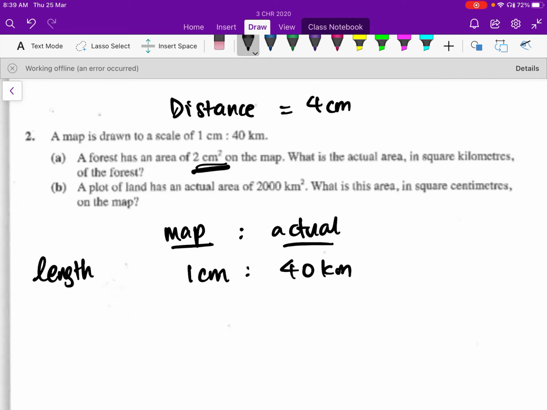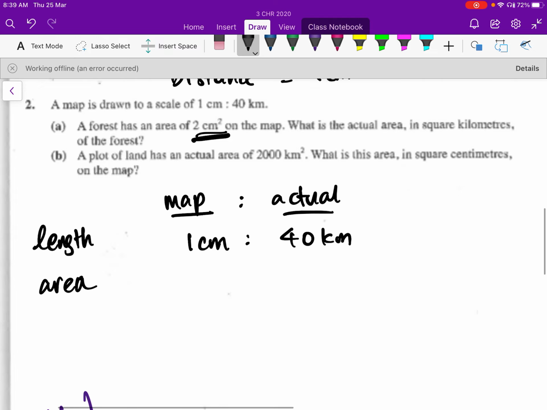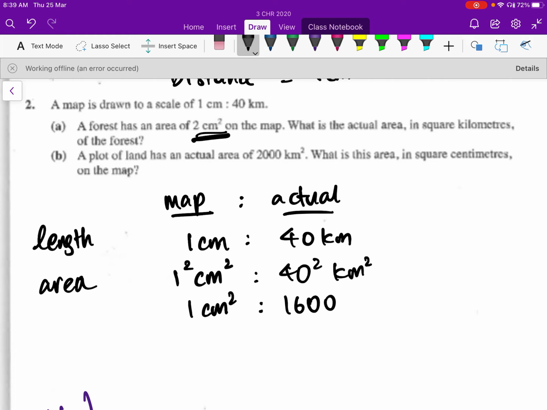So now we want area. From length to area, we will need to square everything. Every single thing. 1 cm square, 40 km square. Now this is the ratio of our area. So this is simplified to become 1 square centimeter to 1,600 square kilometers. This is what I need to see before you are given 1 mark. To show me that you know how to convert from ratio of length to ratio of area, you need to square everything, not just the unit, the number you also square it.